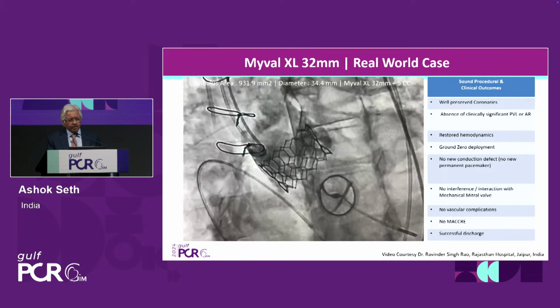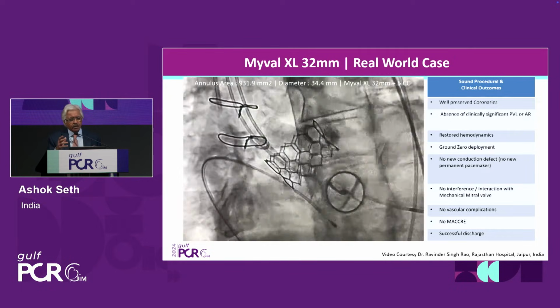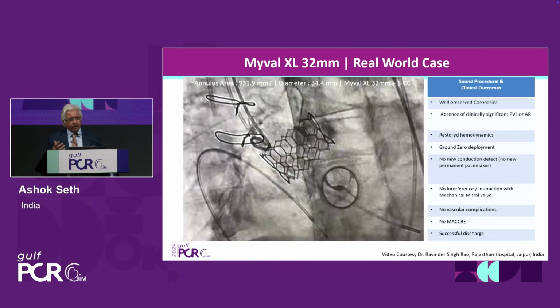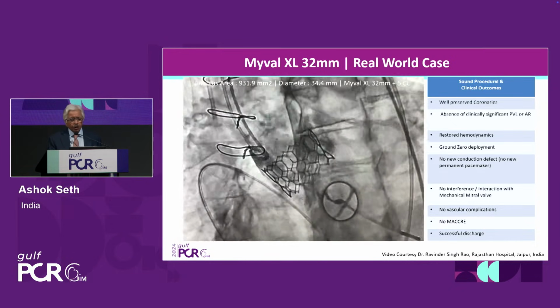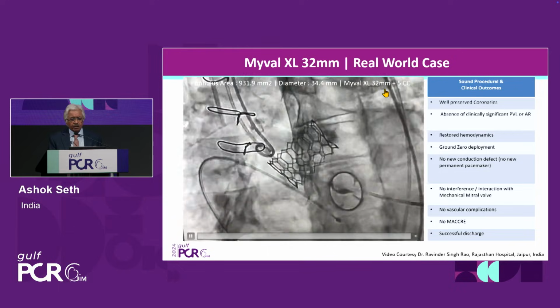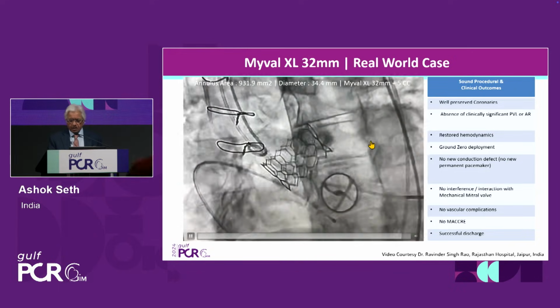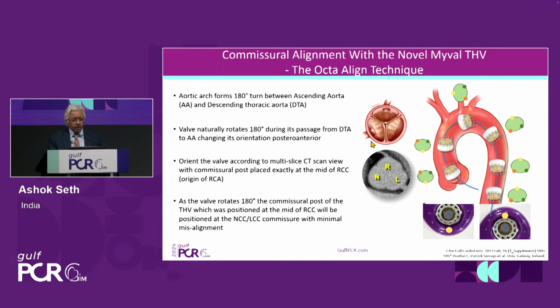And of course, this is a very representative case of an annulus diameter of greater than 34 millimeters, an area of approximately 930, which is treated with a 32 millimeter valve plus 5 cc of Myval with a perfect result, a 90-10 placement, and no complications. This valve allows for commissural alignment in a novel way. It's called the octa-align technique. You would probably see it being demonstrated in the live case today.